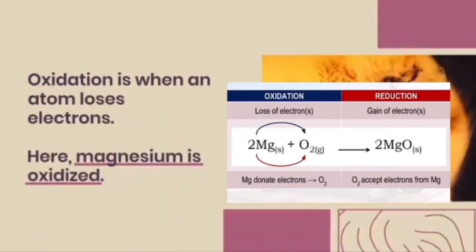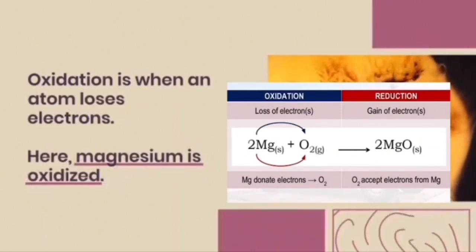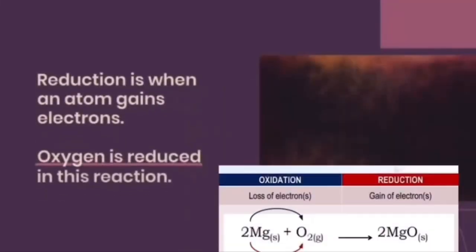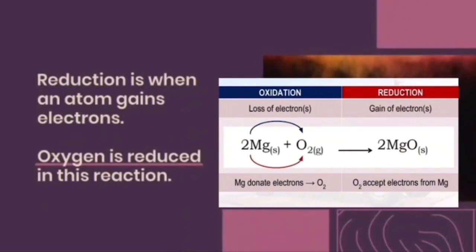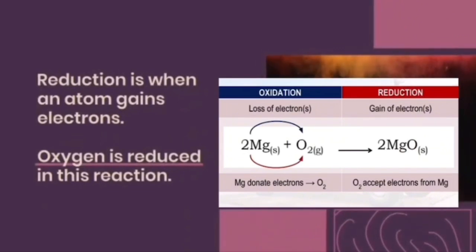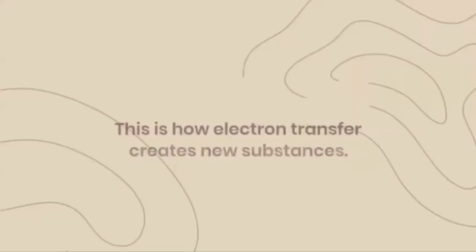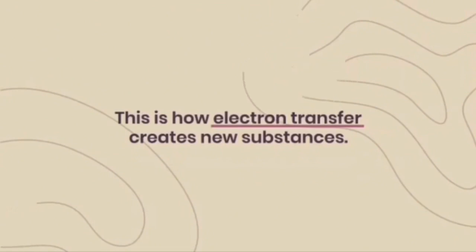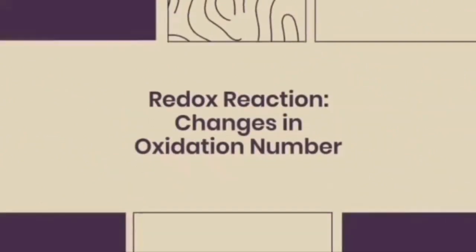Oxidation is when an atom loses electrons. Here, magnesium is oxidized. Reduction is when an atom gains electrons. Oxygen is reduced in this reaction. This is how electron transfer creates new substances.